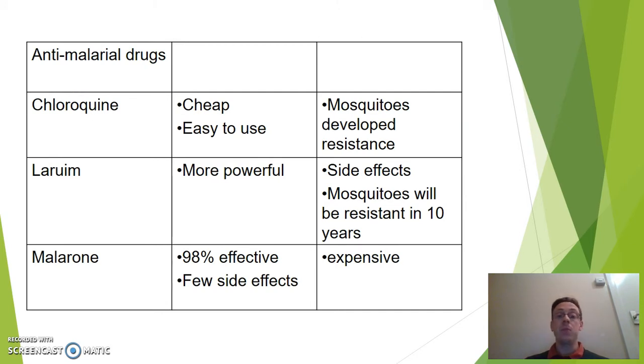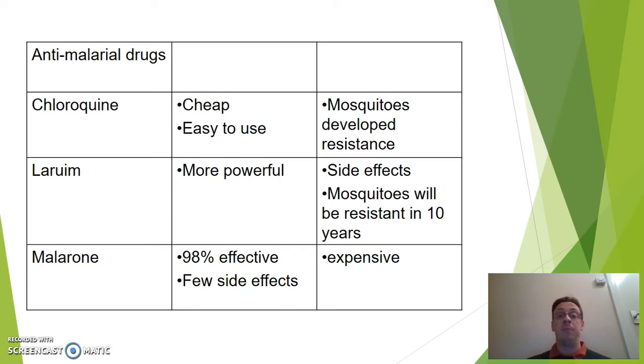Now, one of the last ones that we talk about is actually medicating against this, the use of anti-malarial drugs. And I've put three kind of common levels, if you will, of anti-malarial drug. You know, starting at the bottom, you've got chloroquine. It's really, really cheap. It's really, really easy to use. But mosquitoes are developing a resistance to it, so it's not as effective as it used to be.